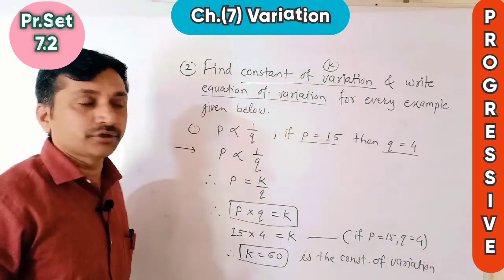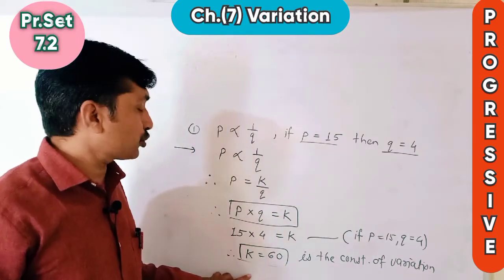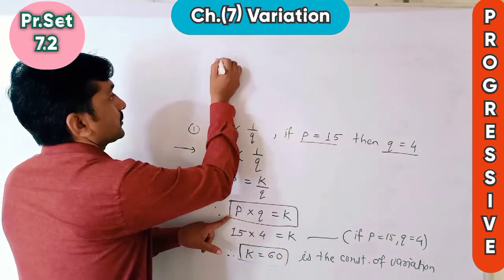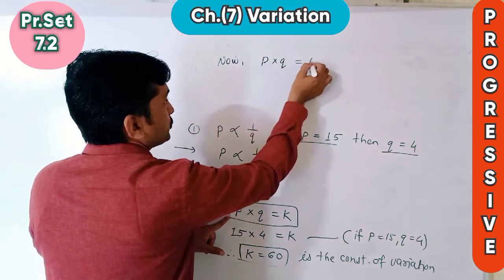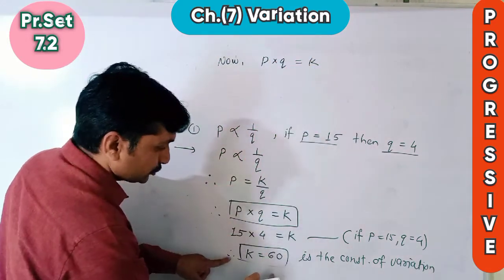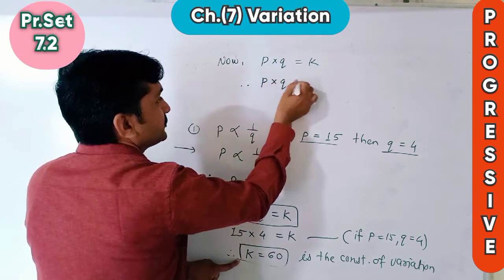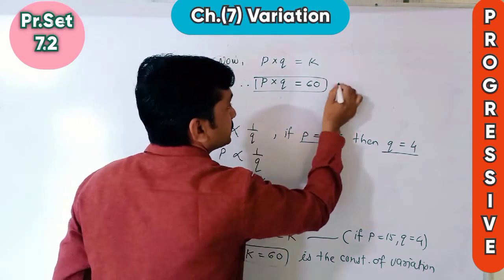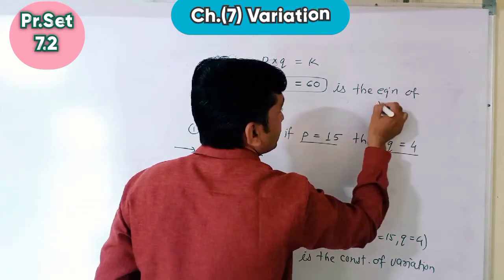First answer we got. After getting constant of variation k is equal to 60, we want the equation of variation. The equation of variation is this. Now I write the equation again: P multiplied by q is equal to k, and now put the k value here. Therefore, P multiplied by q is equal to 60 is the equation of variation.